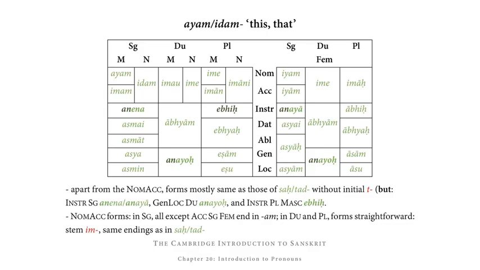The remainder, the dual and plural forms in nominative and accusative, are basically the stem im plus the endings that we already know. So imau, ime in the dual in masculine and neuter, ime in the dual in the feminine. And then in the plural we have for the masculine ime and iman, just like te and tan. In the neuter we have imani, just like tani. And in the plural of the feminine we have imah, which again is parallel to the feminine form of sah tad, which is tah.